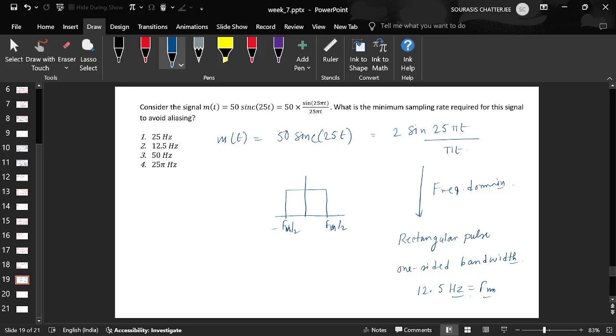So if my message signal has a maximum frequency component of 12.5 hertz, what is the minimum sampling rate I will require for this signal while moving from the analog to the digital domain? I also want to avoid aliasing. So I have no option but to sample at minimum at the Nyquist rate, which is twice this maximum frequency component. Nyquist rate is 2 times fm, 2 times 12.5, that is 25 hertz, the first option here.